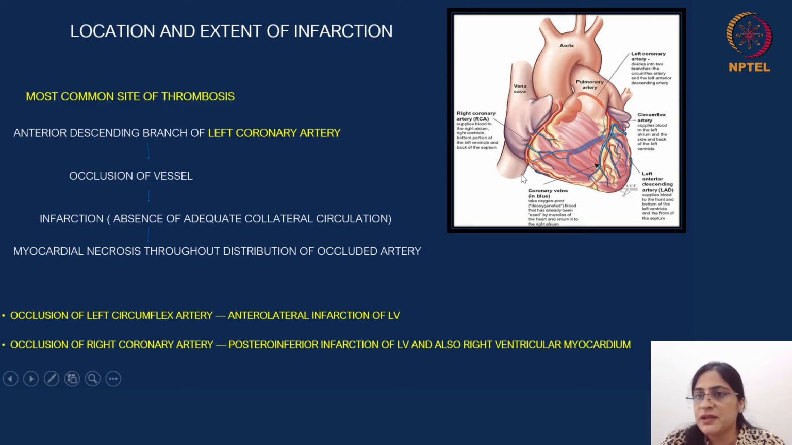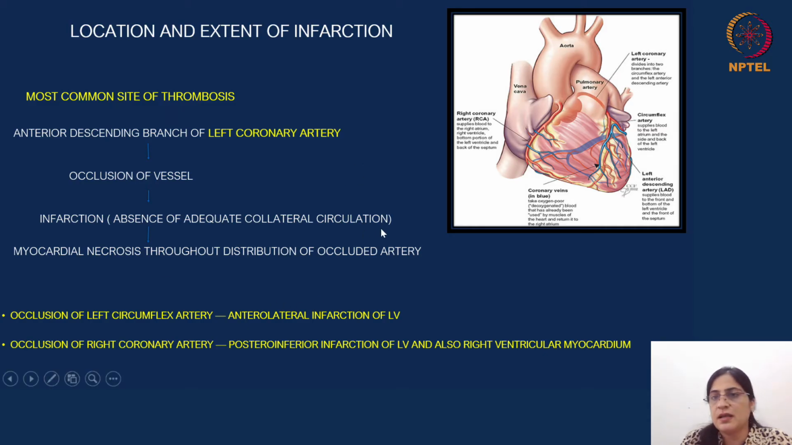The most common site of thrombosis is the left coronary artery. This is the left coronary artery, and its branch is this one, the left anterior descending artery. This is the most common branch which is affected by thrombosis. So there is occlusion of the vessel leading to infarction. And why does the infarction happen? Because of the absence of adequate collateral circulation. So there is myocardial necrosis throughout the distribution of the occluded artery.